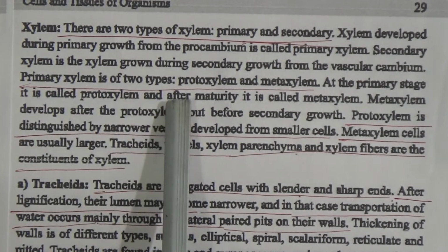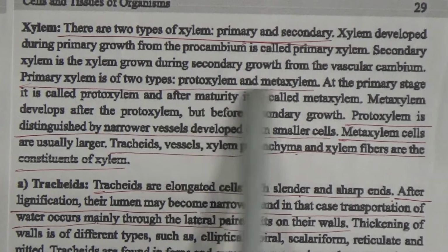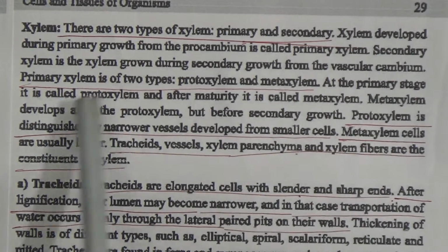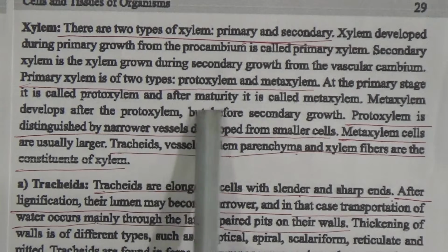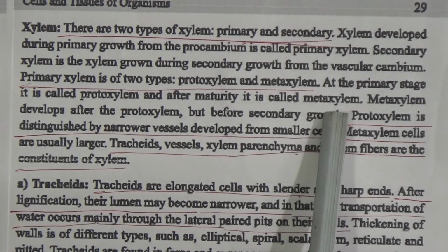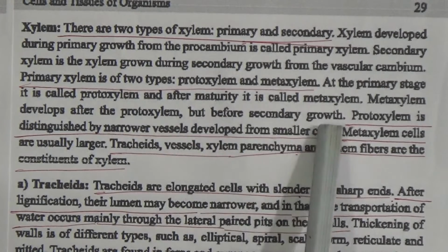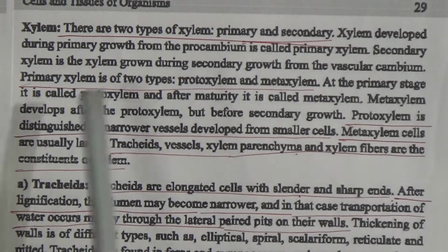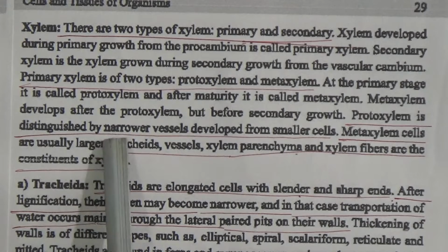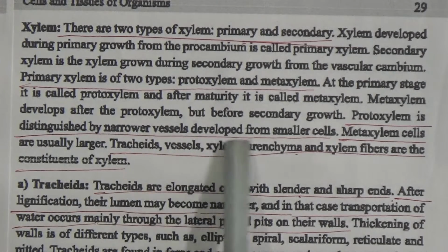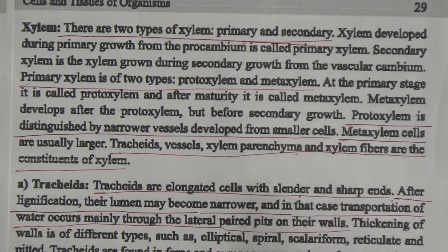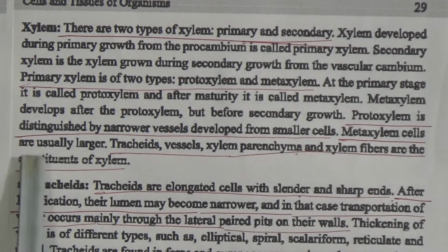Primary xylem is of two types, protoxylem and metaxylem. At the primary stage, it is called protoxylem, and after maturity, it is called metaxylem. Metaxylem develops after the protoxylem but before secondary growth. Protoxylem is distinguished by narrower vessels developed from smaller cells. Metaxylem cells are usually larger.